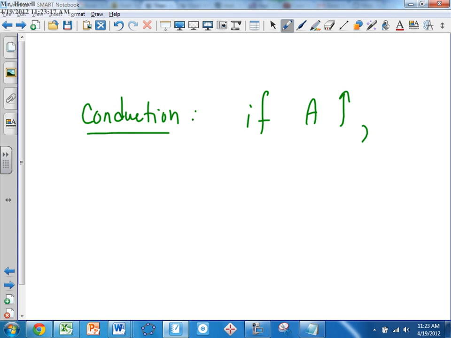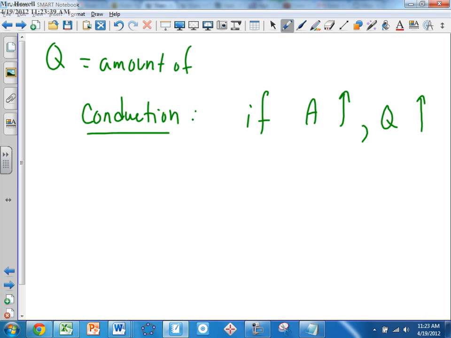If the area increases, Q increases. Q is the amount of heat transferred. And you remember this from physical science and chemistry: Q equals MC delta T. We learned that formula back in the day, last year in ninth grade. Q is the amount of heat, so it's in joules, an energy unit. So we're going to write this down here.